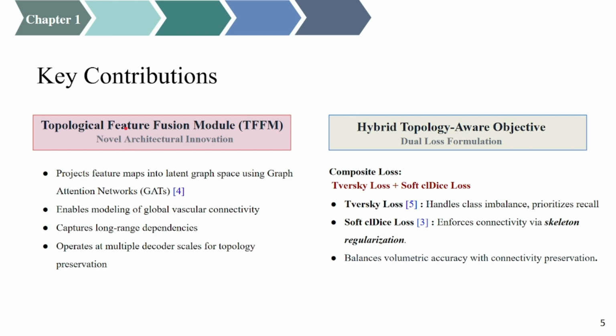First, we introduce the Topology-Aware Feature Fusion Module, TFFM. Instead of just stacking more convolutions, we project the feature maps into a latent graph space using a graph attention network. This allows the network to reason about global vascular structure, which standard convolutions often struggle with. The second part of our solution is the loss function. We designed a hybrid loss combining Chebyshev loss and soft clDice. The soft clDice acts as a topological regulator. It penalizes the model if the predicted skeleton is broken, forcing the network to maintain continuity.